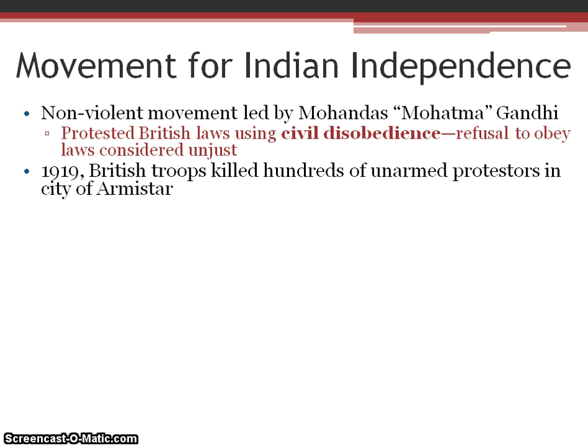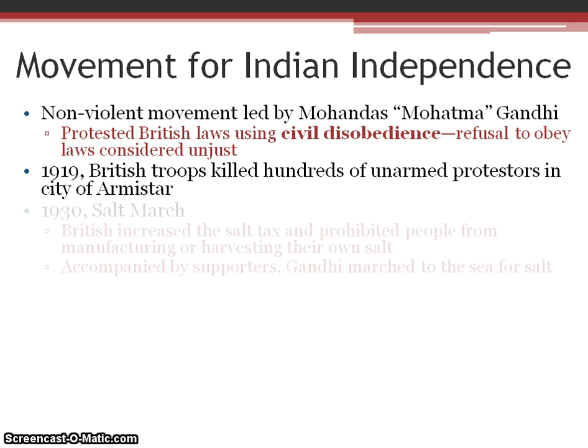Next, I'm going to go through a little timeline of some factors leading up to this nationalist movement for independence. So in 1919, one of the incidents was the British actually killed unarmed protesters in the city of Amritsar. So you can imagine how that would fuel the nationalist fire. The British killing innocent people who were protesting British rule.